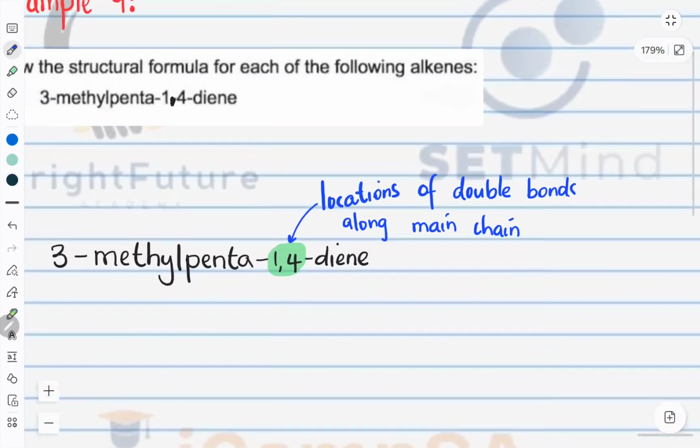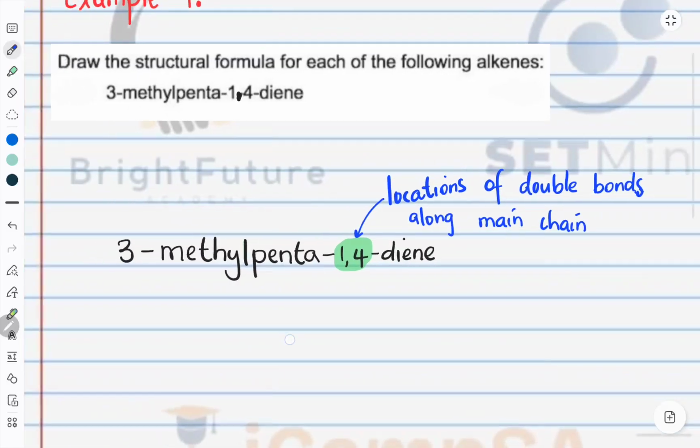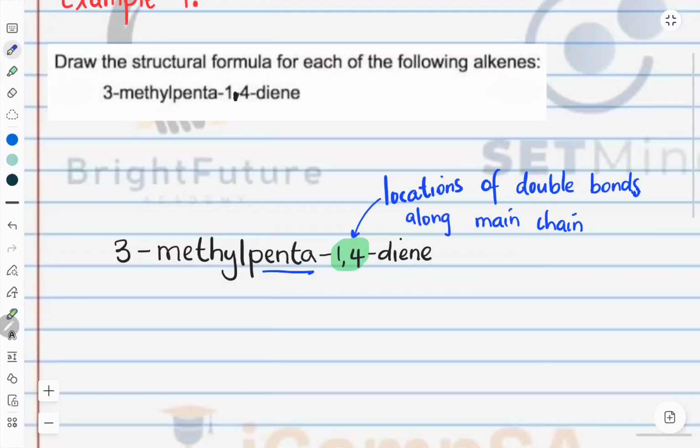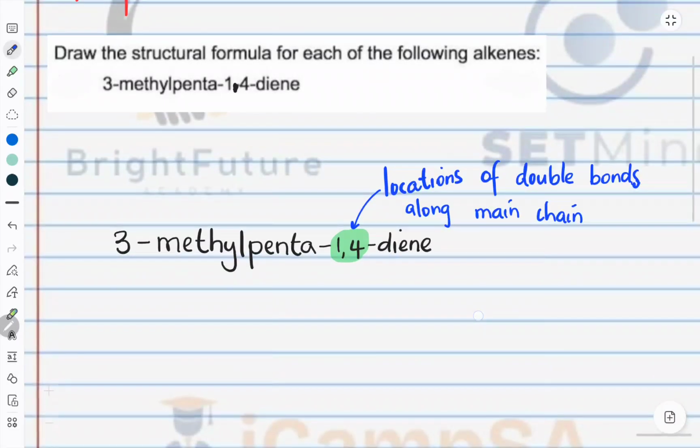All right, I won't label the other stuff because it's the same thing as we've been doing previously. This one, it's simply the length of the main chain. Diene is telling us that this is an alkene that has 2 double bonds in it. And then methyl is the alkyl group, and 3 tells us the position of that alkyl group, methyl.